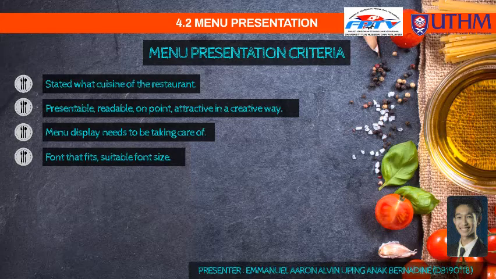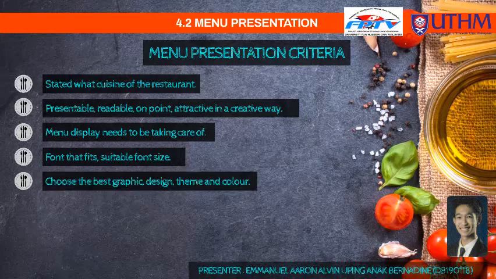Find a font that fits. Choose a better and suitable font size and style that can be read easily by the customer. Next, choose the best graphic, design, theme, color, which is attractive to the customer's eye. The attractive design will assist in achieving the uniqueness of a particular food operation.